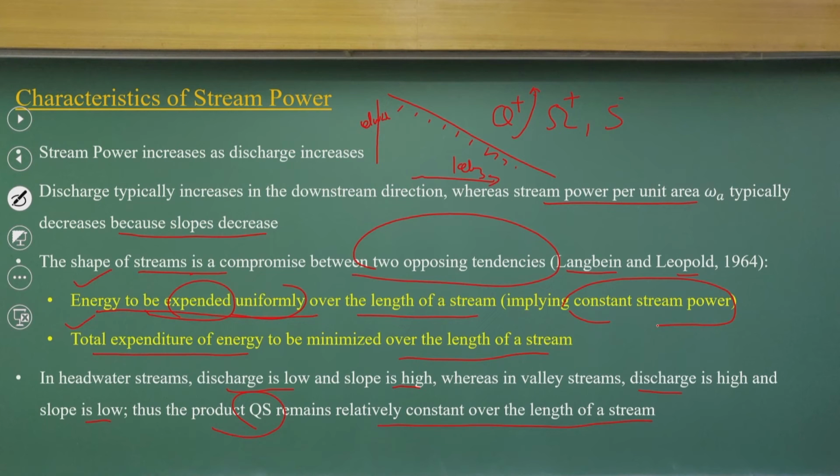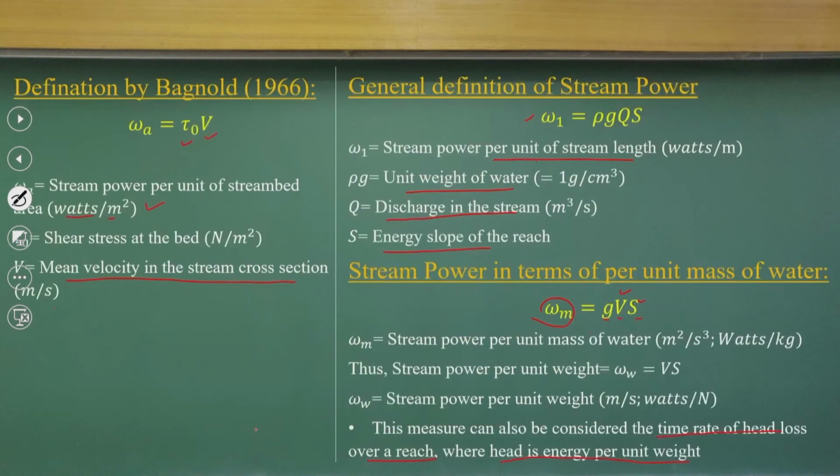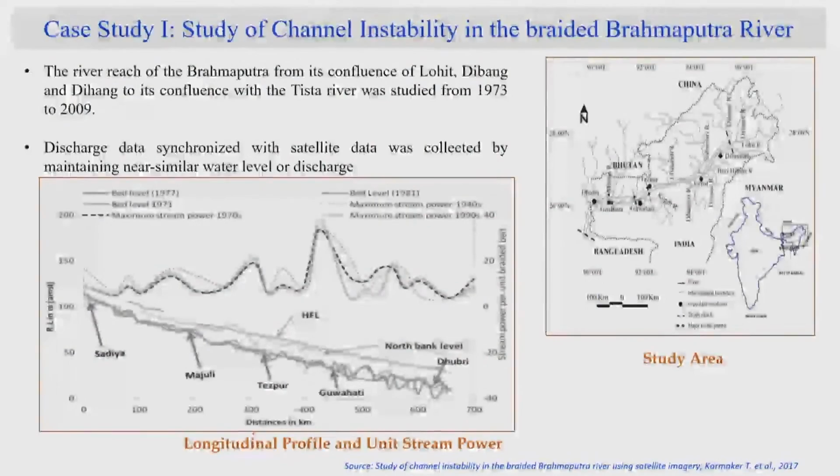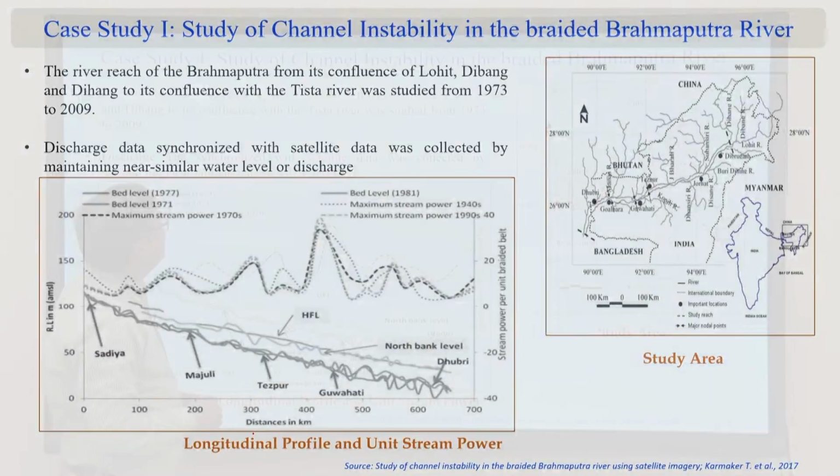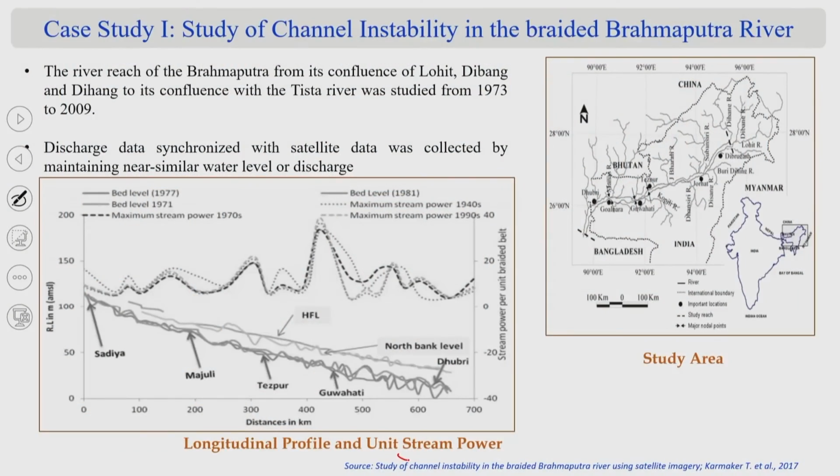So, it tries to make the product of Q and S, which is the stream power, remain relatively constant over the length of the streams. That is, the river tries to adjust toward that. That is the basic concept of the river. We derived it for these studies, which is available in this paper.